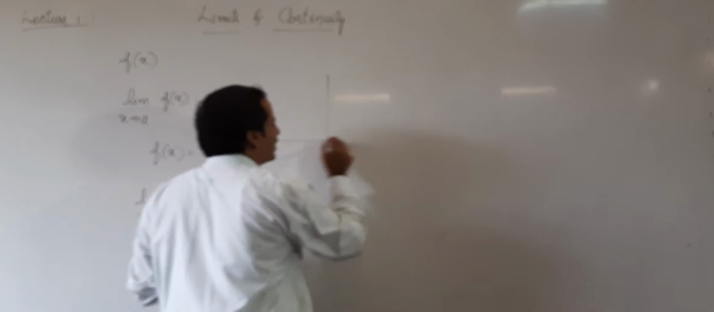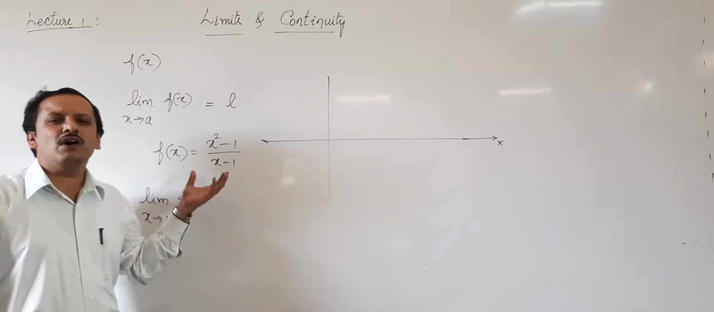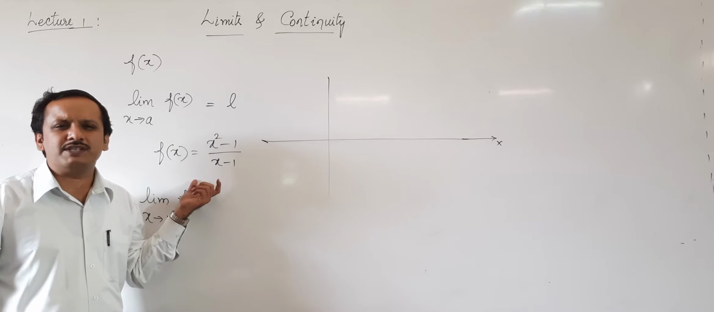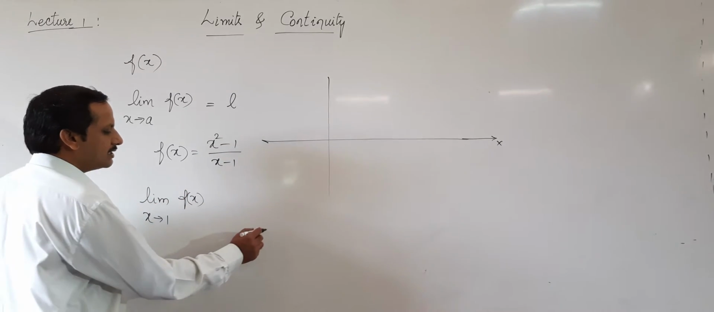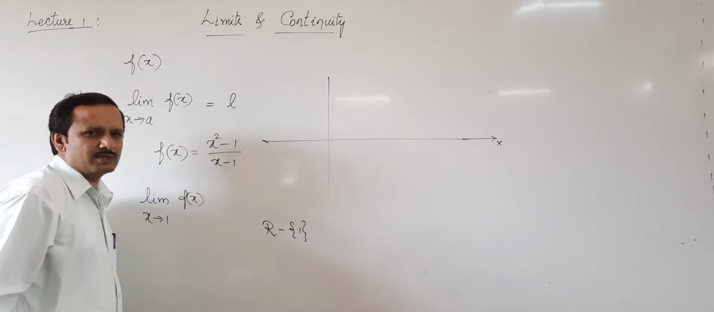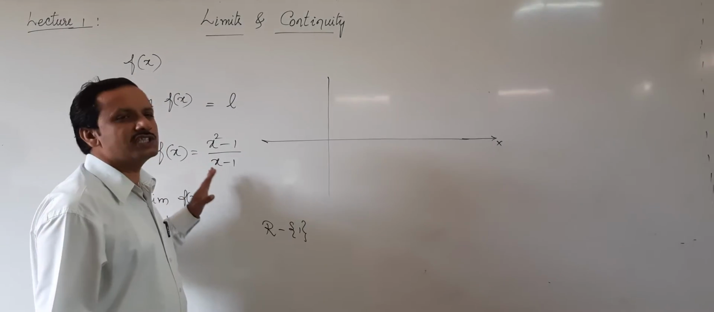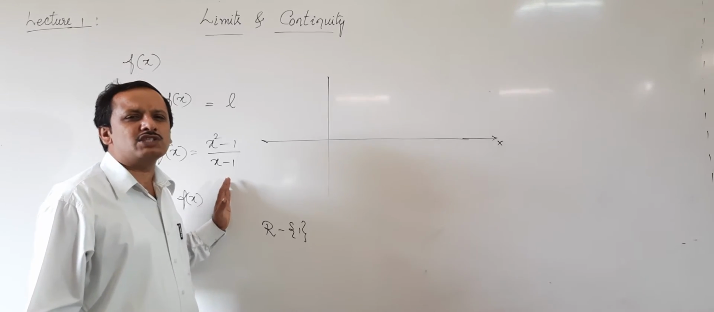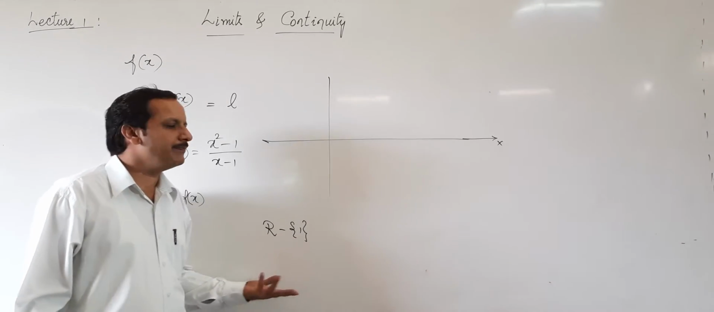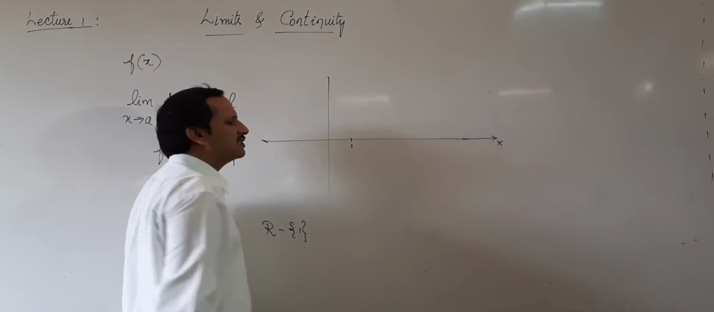Observe this function. What is the domain of this function? The domain of this function is the set of all reals except x equal to 1. At x equal to 1, this function is not defined, because at 1 the denominator becomes 0, and it becomes 0 by 0, an indeterminate form. Everywhere else it is defined. So the domain is R minus 1. Now I want to know what happens at x equal to 1, whether the limit exists or not.